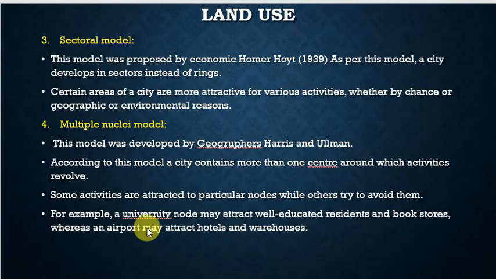That means there is not only one center, more than one center. In a simple city there will be one CBD, and all development will be around it, whereas in this model there is more than one center. Some activities are attracted to particular nodes while others try to avoid them. For example, a university node may attract well-educated residents and bookstores, whereas an airport may attract the hotels and warehouses.